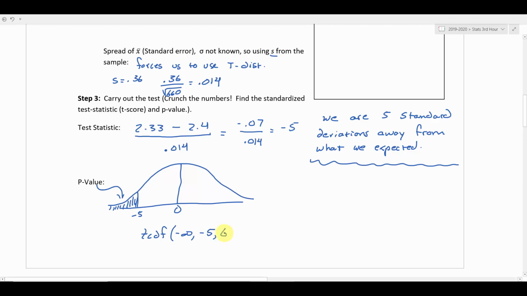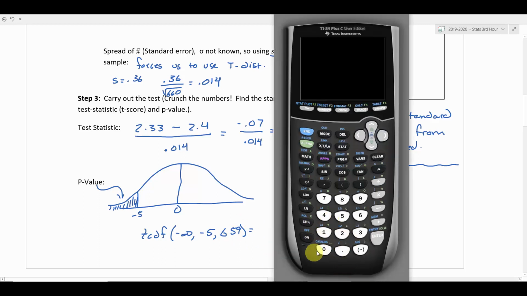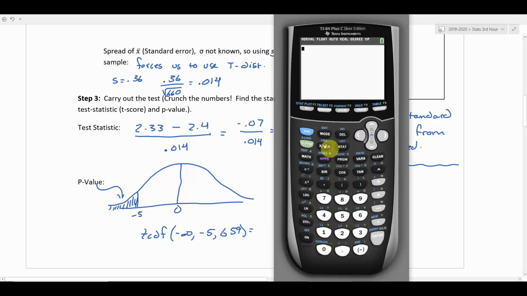So we'll go second distribution. And we're going to go down to where it says t-CDF, which is option 6. And I've already got my -infinity in there with the -1e99. I'll put the upper boundary as a -5. And then I tell it the degrees of freedom, which is 659. And we'll paste that and see what we get. So we got a probability of 3.68e-7.